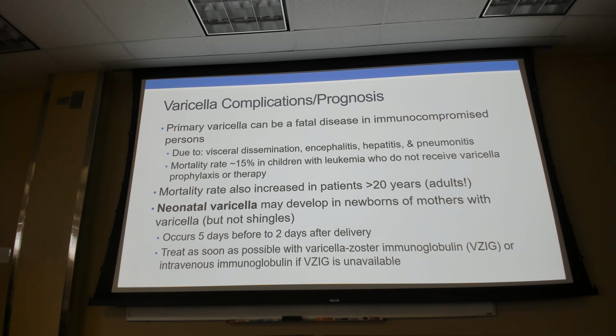The big thing to know with varicella in children is that if you have an immunocompromised child who gets a primary varicella, it's very, very bad. So if you're in a children's hospital, if you have a child who has specifically leukemias or any kind of immunosuppression like that, they tend to do very, very poorly if they obtain it. So kind of something to be aware of there.